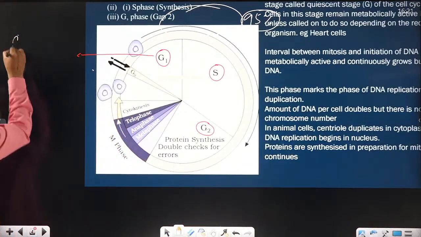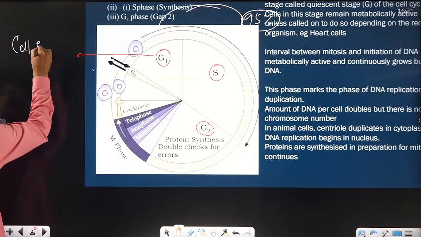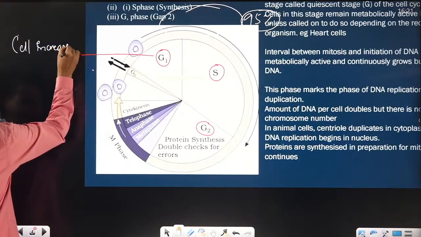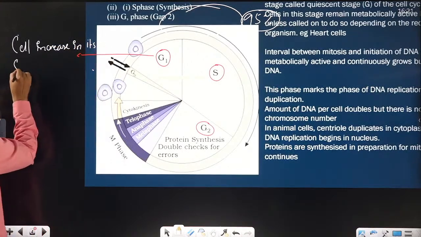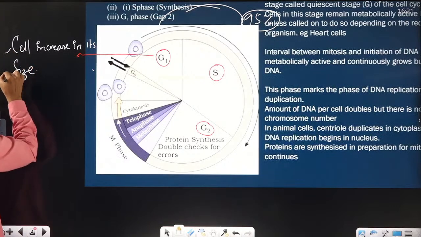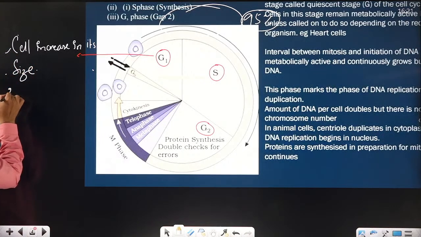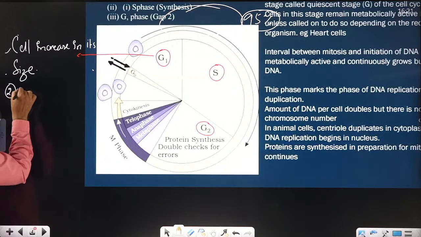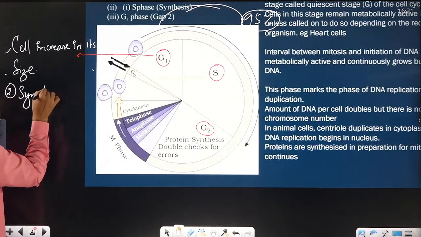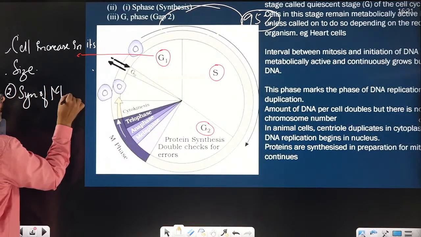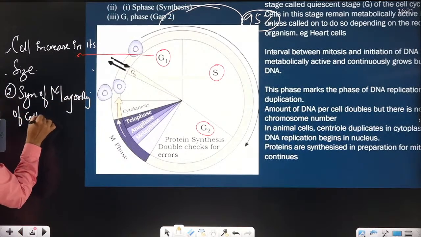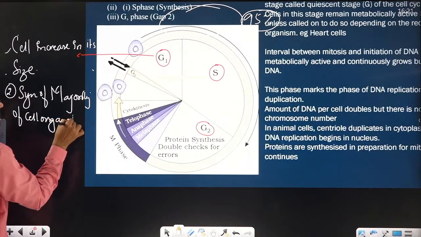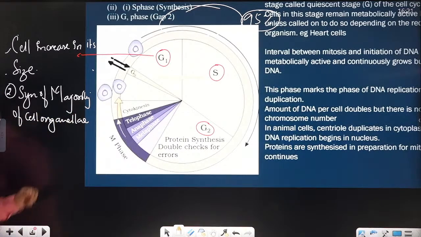In G1, the cell increases in its size. Why does the cell increase in its size? Because if you come to the second point, you find synthesis of the majority of cell organelles. Synthesis of the majority of the cell organelles will be done.